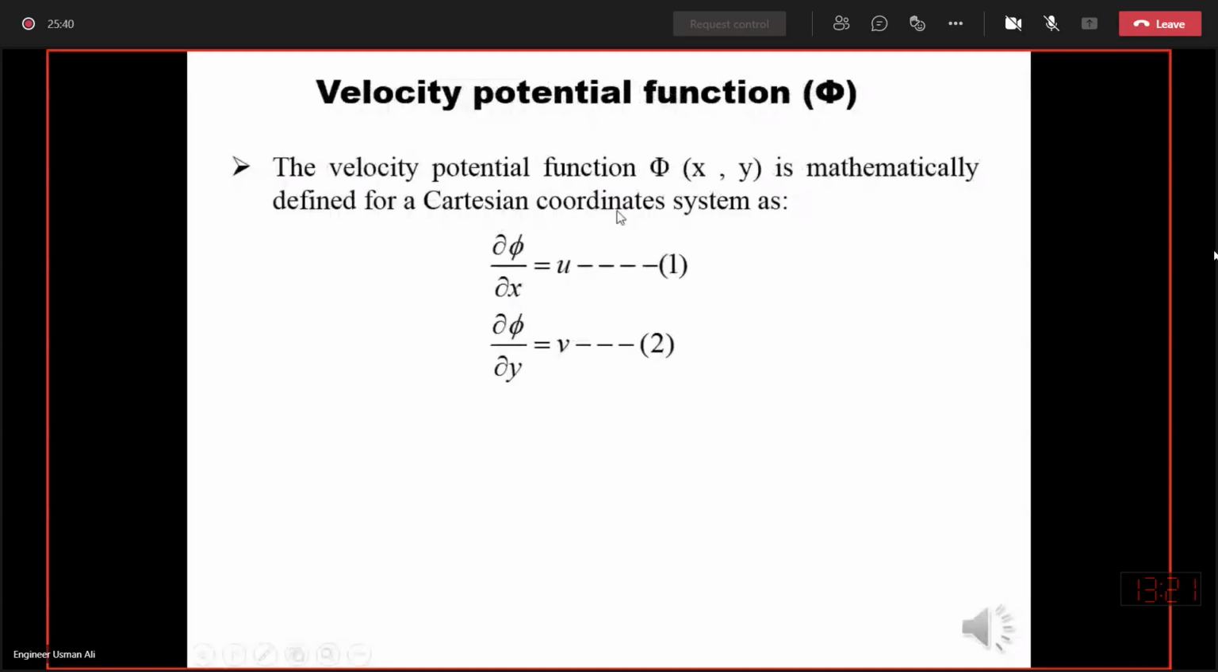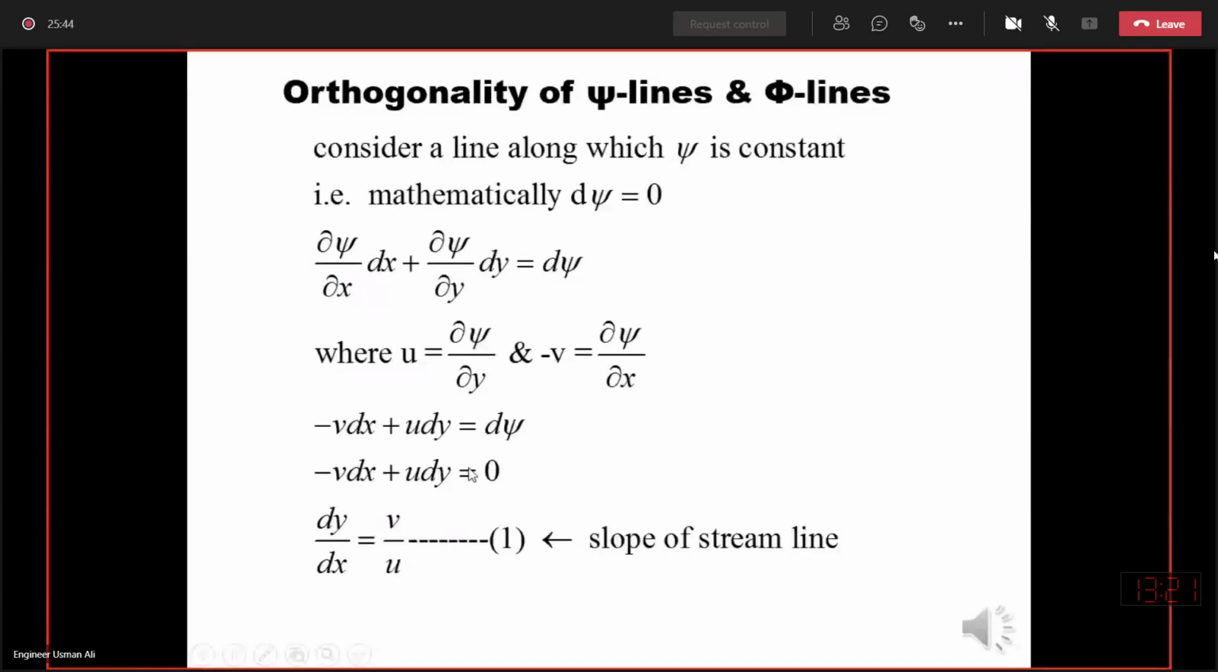Then we proved that the streamlines and the equipotential lines are orthogonal to each other. They cross each other normally. For this, we found the slope of the streamline first, that is dy over dx equals v over u, and the slope of the phi line, the equipotential line, was minus u over v. So both were negative reciprocals of each other.